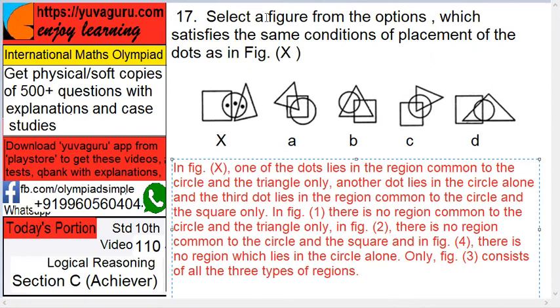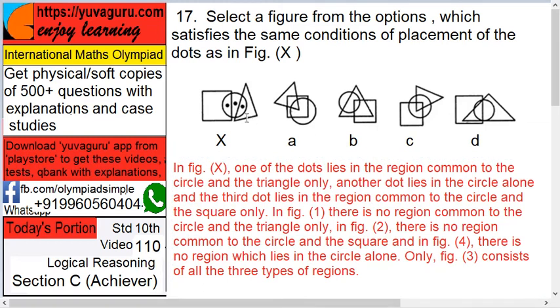Next, select a figure from the options which satisfies the same conditions of placement of dots as in figure X. Here, is there any dot given in ABCD? No. But what is the question? Understand that first. You need not look at the dots. It should follow the same conditions as for the dots in X, right? So what is in X?